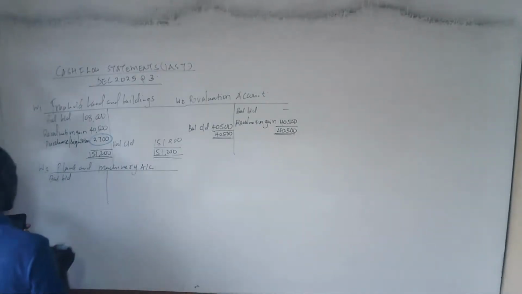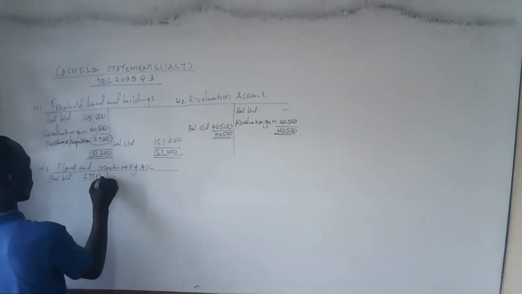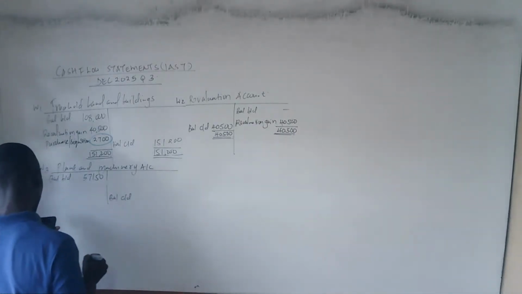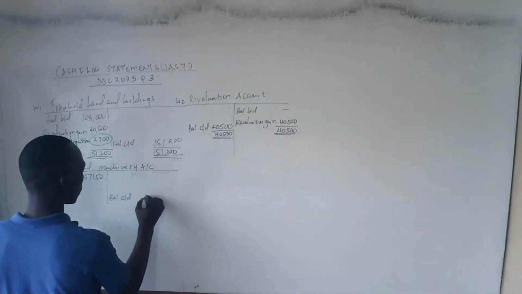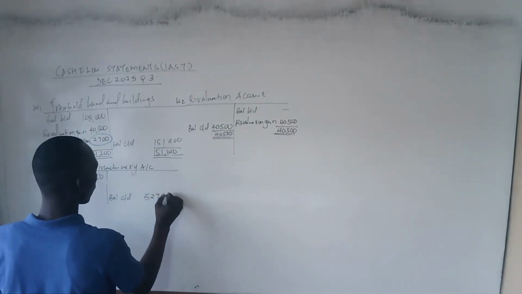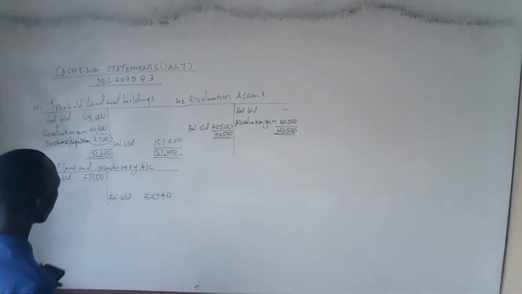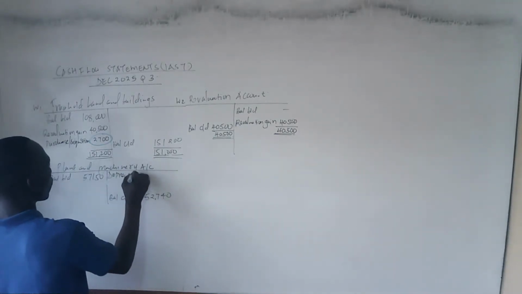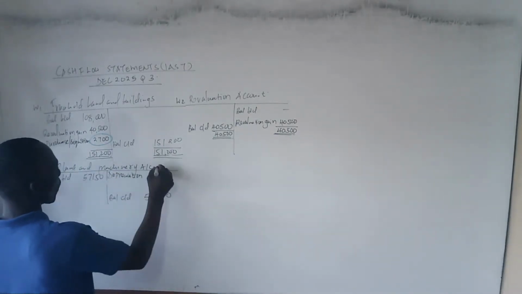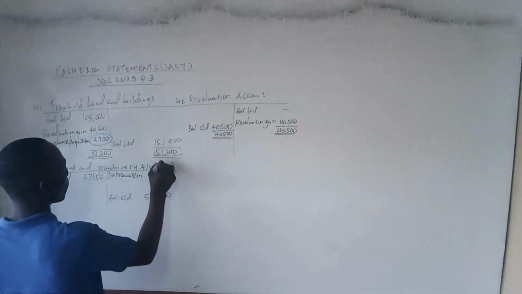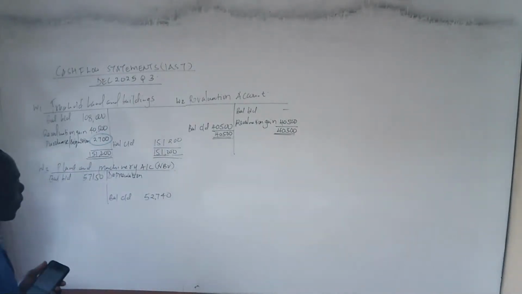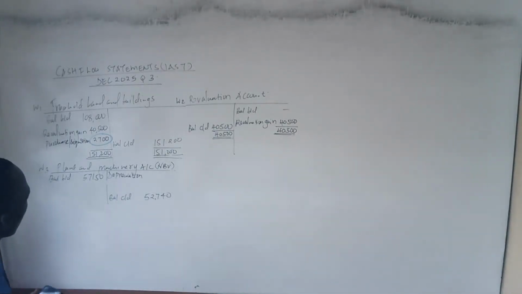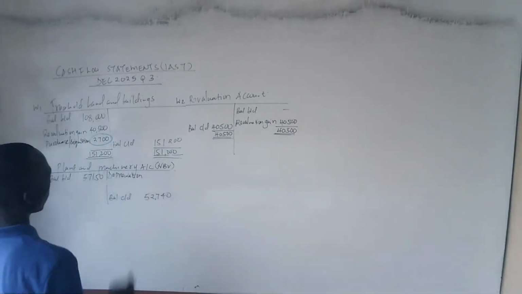57,150. Then we have the balance carried down, which in this case we are given 52,740. Then from there, we are given the depreciation, because remember, this account we have opened it at the net book value. Anytime you open the account at the net book value, the depreciation of that amount of the non-current asset will come in this account.